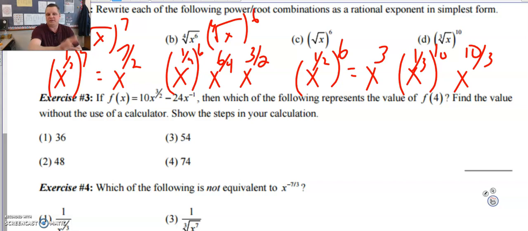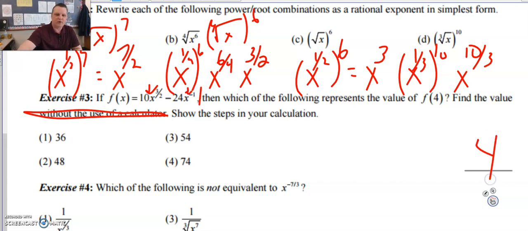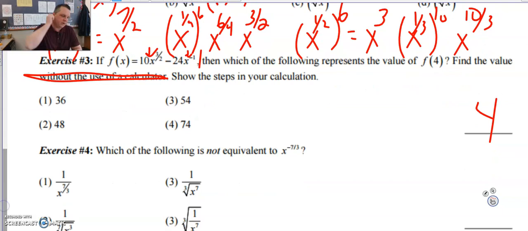If f of x equals your expression, which of the following represents the value of f of 4? So again, we always use the calculator. Put 4 in for x, such that x equals 4, and you should get 74. You can try that in your calculator.